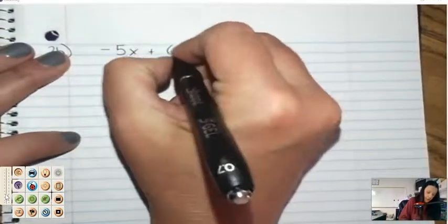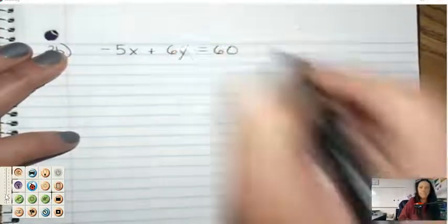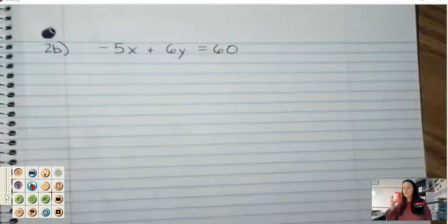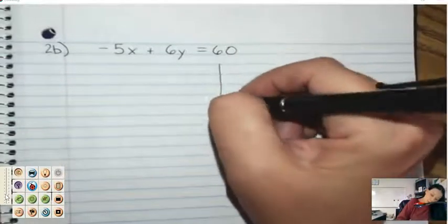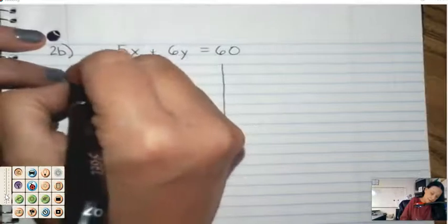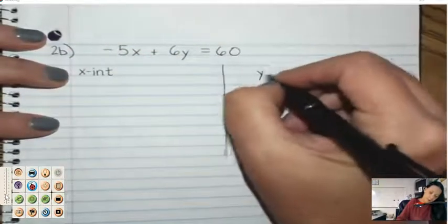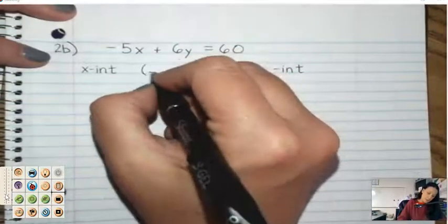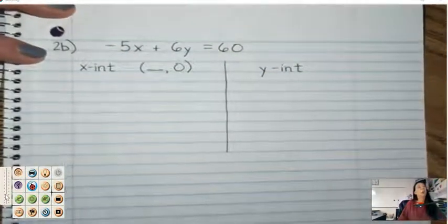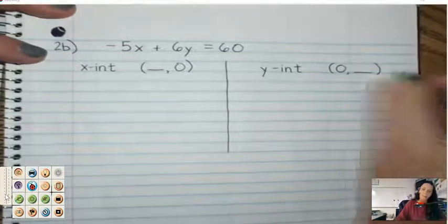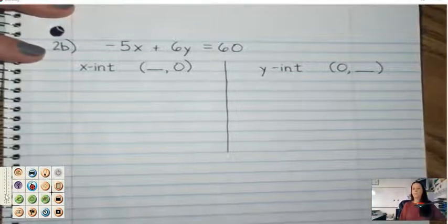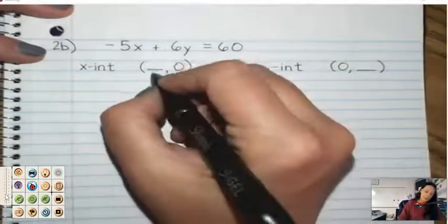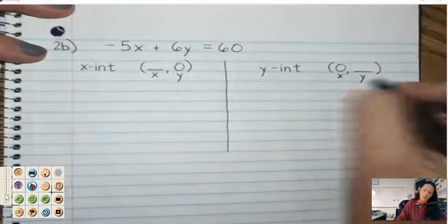Okay, the equation is negative 5x plus 6y equals 60. I'm going to split it into two columns. I'm going to do the X-intercept and then the Y-intercept. The X-intercept is always going to be blank, comma, 0. The Y-intercept is always 0, comma, blank. When I write this out, this is always my X and my Y.